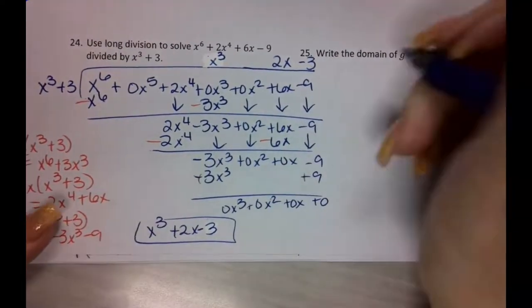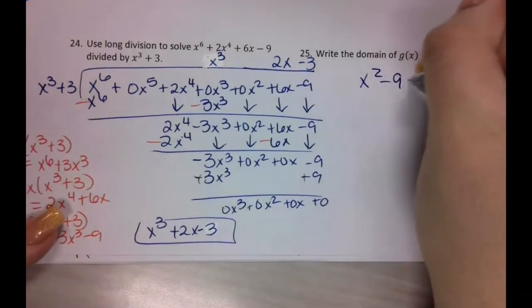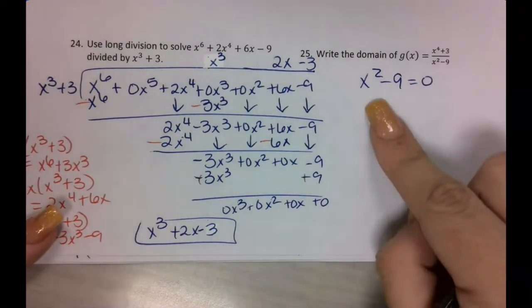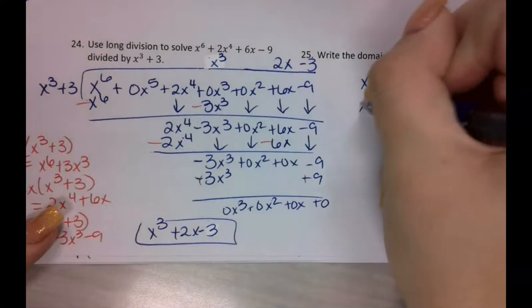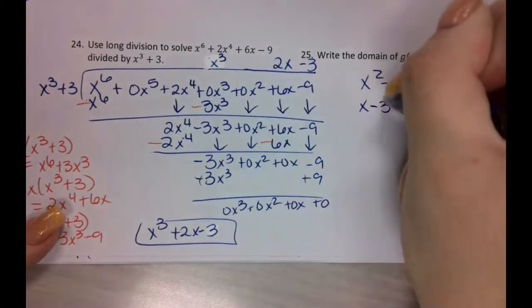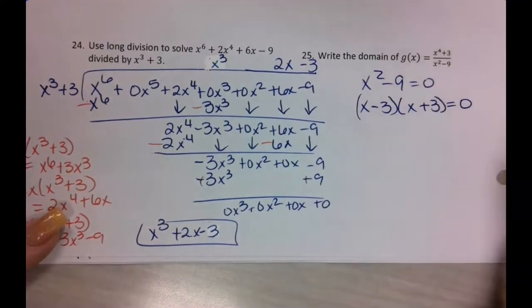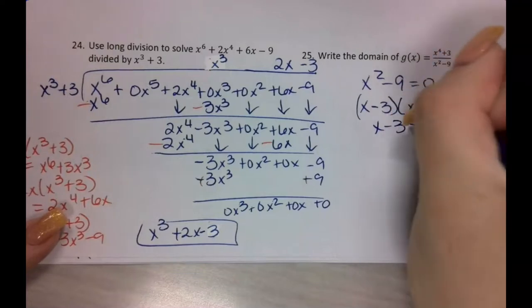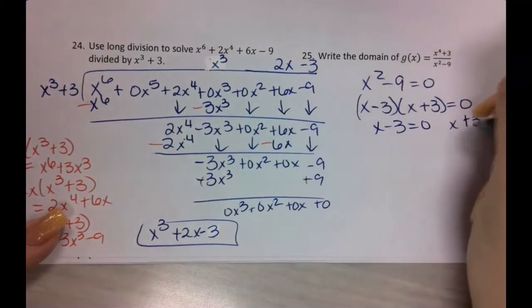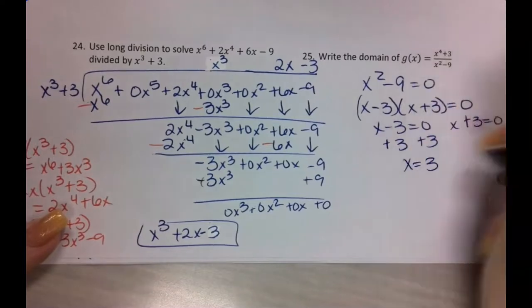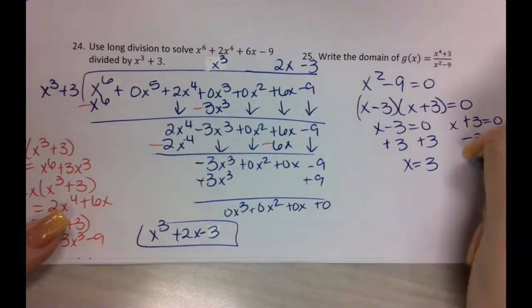This is where I take the denominator and set it equal to 0. I want to solve this. Typically, you'll factor on this one. I can solve by square roots or factoring. I'll solve by factoring. So I'm looking for what multiplies to negative 9 and adds to 0 because I don't have a middle term. So that's positive 3 and negative 3. I want to take each of those factors and set equal to 0. I get x equals 3 and x equals negative 3.